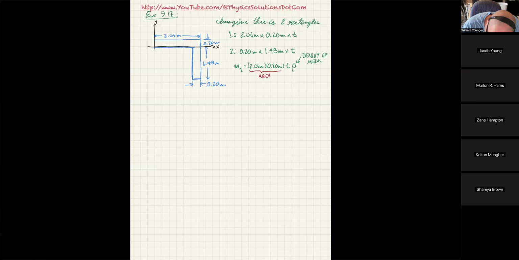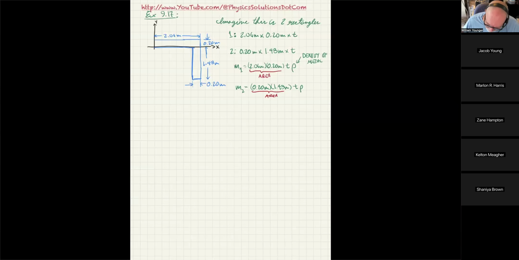And then similarly, M2 would be 0.20 meters times 1.48 meters times T times rho. So again, we see that it is proportional to the area. And in fact, it has a common factor times the area. It's T times rho is the missing determinant. So we're good on that. We can treat that as the mass.